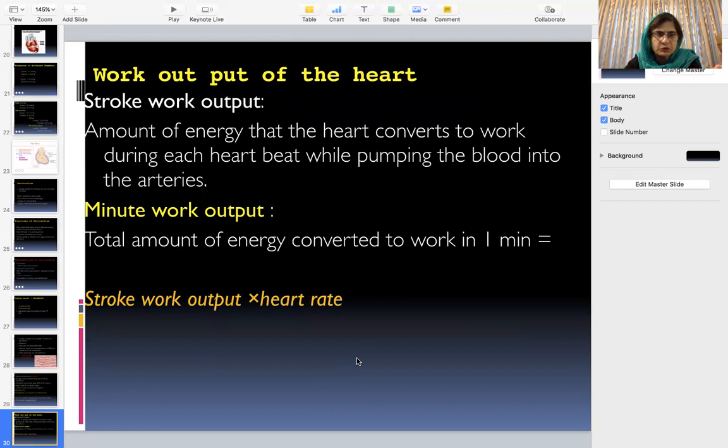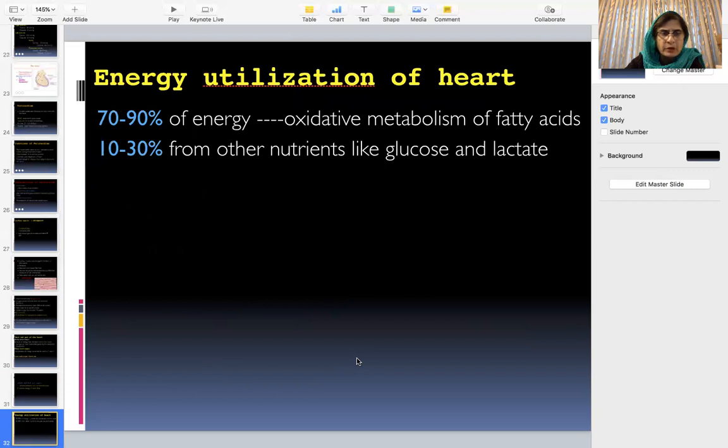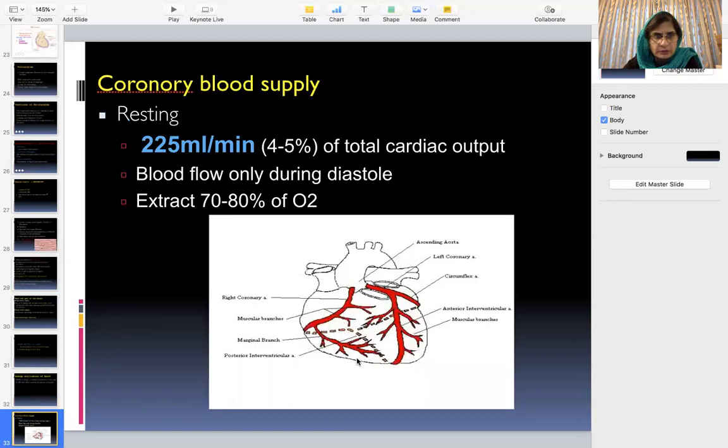Now, the amount of energy that the heart converts to work during each heartbeat while pumping blood into the arteries is called the work output of the heart, and the amount of energy per minute is called the minute work of the heart. 70 to 90% of the energy is obtained by the oxidative metabolism of fatty acids, and 10 to 30% from other nutrients like glucose and lactate. In the brain, only glucose is required, but it is not like that in the heart. Only 10 to 30% is obtained from nutrients like glucose.